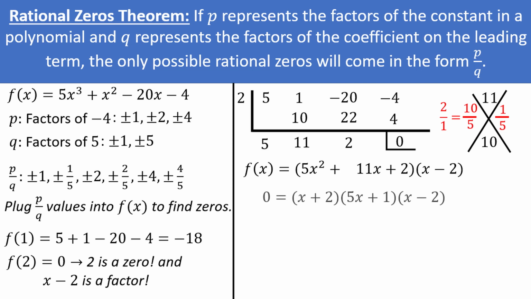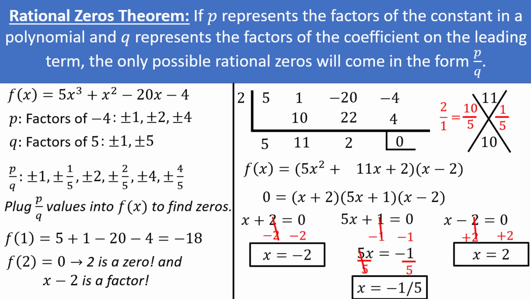Altogether, we have 0 is equal to x plus 2 times 5x plus 1 times x minus 2, if we set the function equal to 0 to find the zeros. We have x is equal to negative 2, x is equal to negative 1 over 5, and x is equal to positive 2 if we algebraically manipulate each factor to solve for x.